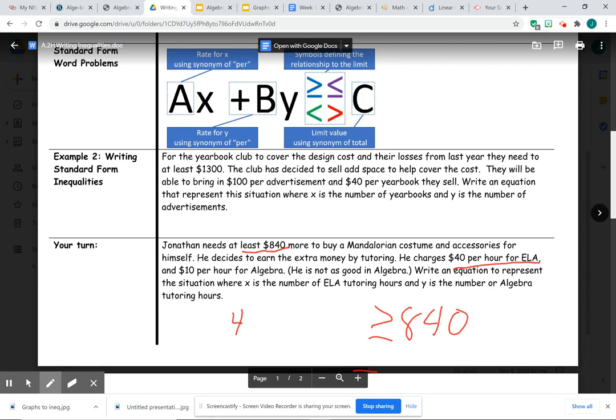So write an equation to represent the situation where X is ELA. So ELA had 40. So I'll attach my X there. And Y is the number of algebra tutorings plus, what was it, $10 for the algebra.